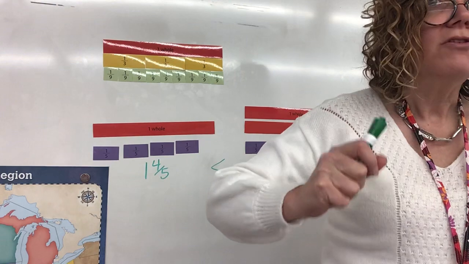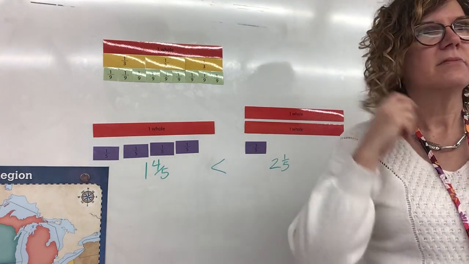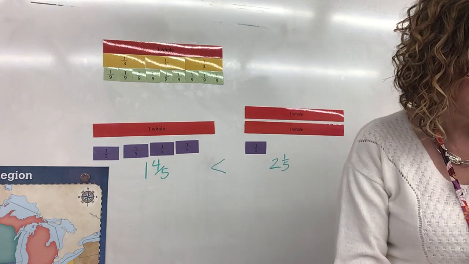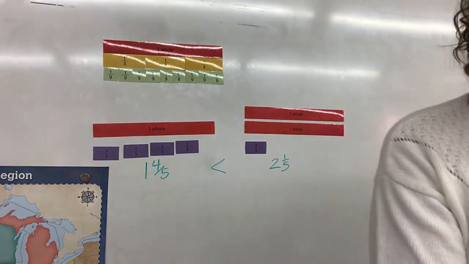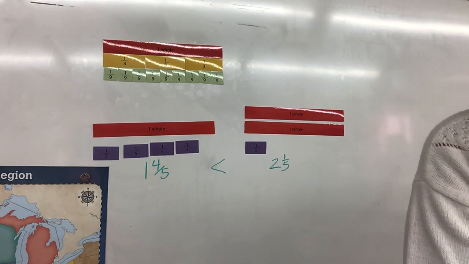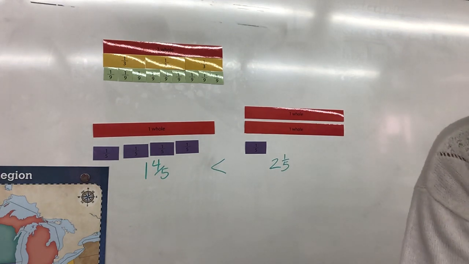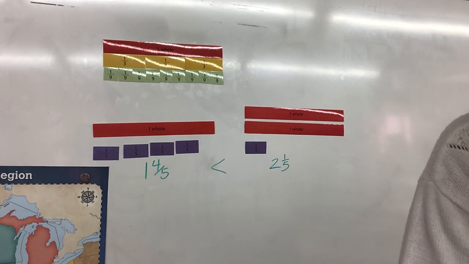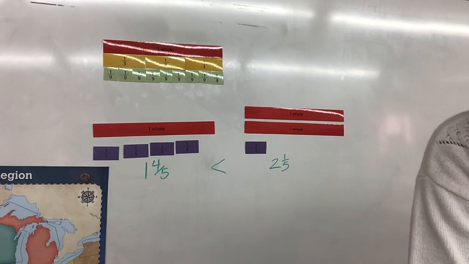Now you need your colored pencils. All right, we are still going to compare, but this time they are making you color them. Okay, so the first one, they have told you to do the mixed number of 1 and 4/6.